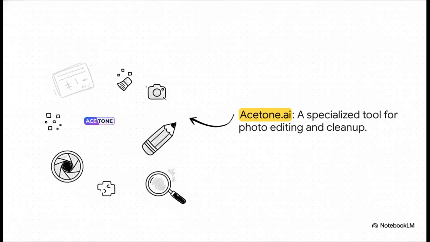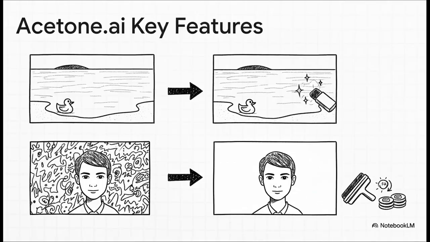And finally, for those of you who are maybe a little more interested in perfecting photos you already have rather than making new ones, there's a specialized tool called Acetone.ai. Acetone is one of those freemium tools. It gives you 50 credits to use every single day. But its real superpower is photo cleanup. It's amazing at removing unwanted objects from a photo or just erasing the entire background to give you a nice, clean, transparent layer. It's an incredibly useful tool for any designer or really anyone who makes content.